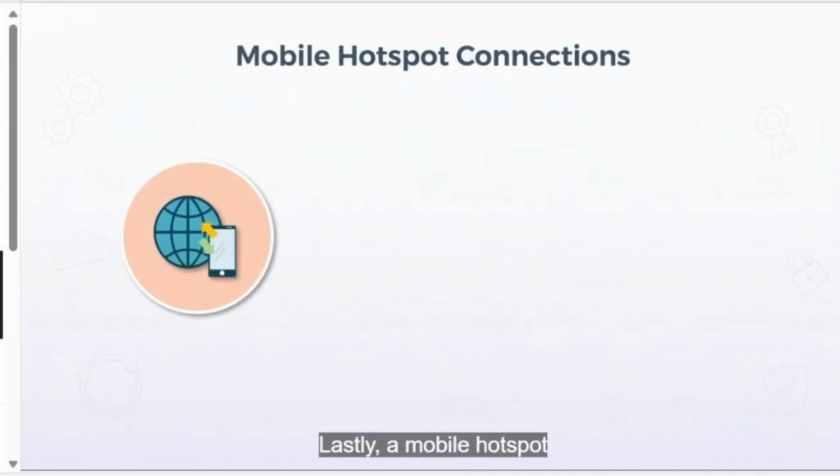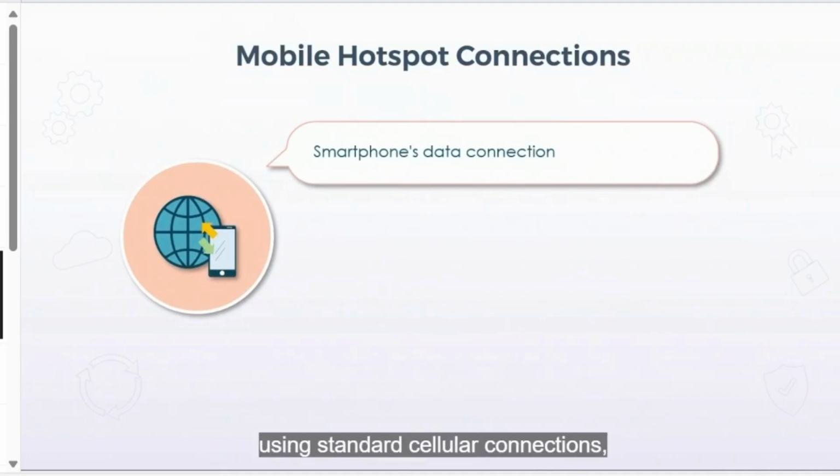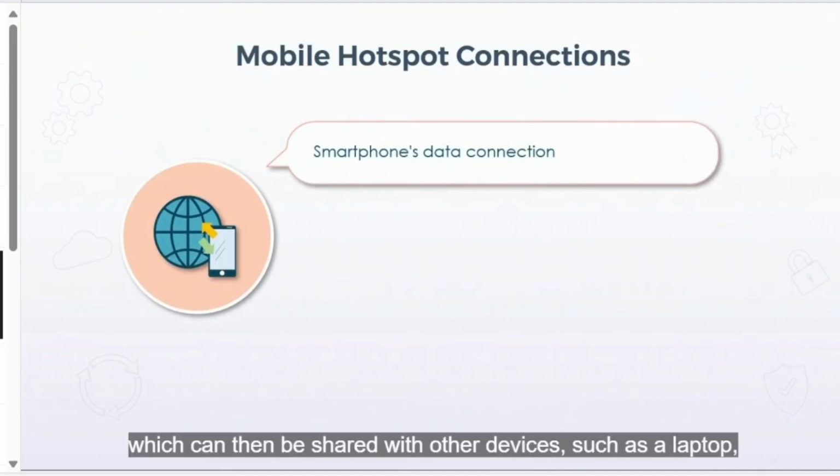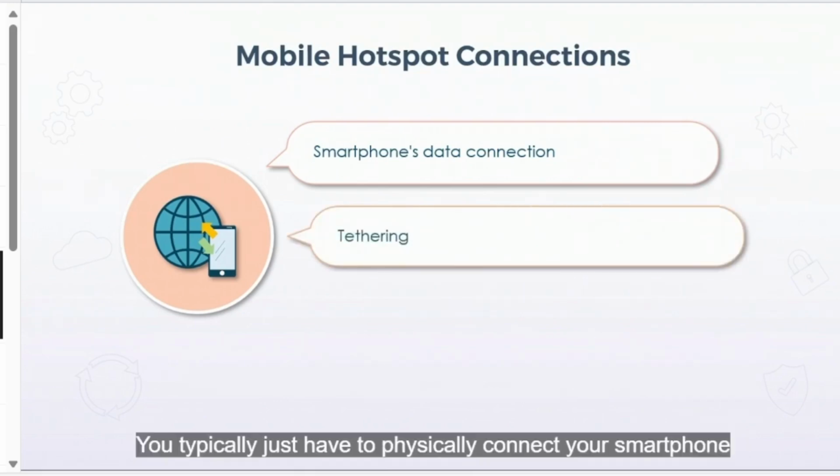Lastly, a mobile hotspot takes advantage of your smartphone's connection to the internet using standard cellular connections, which can then be shared with other devices such as a laptop in a process known as tethering. You typically just have to physically connect your smartphone to your laptop with the standard charging and data cable, then enable the feature in the settings for the smartphone.